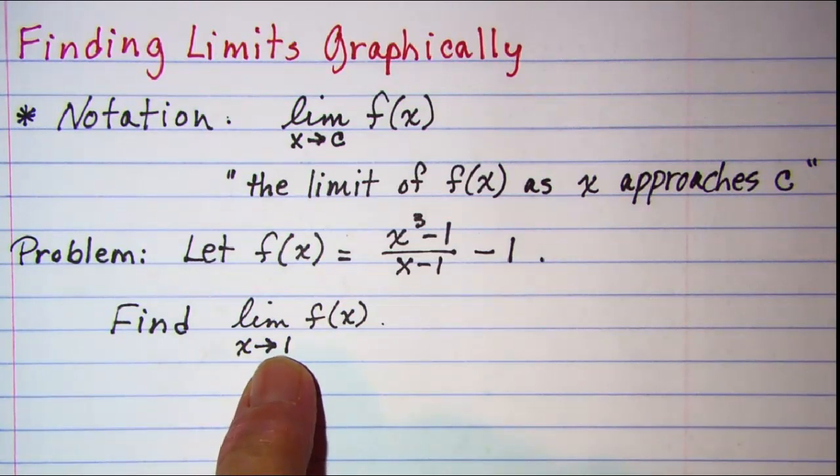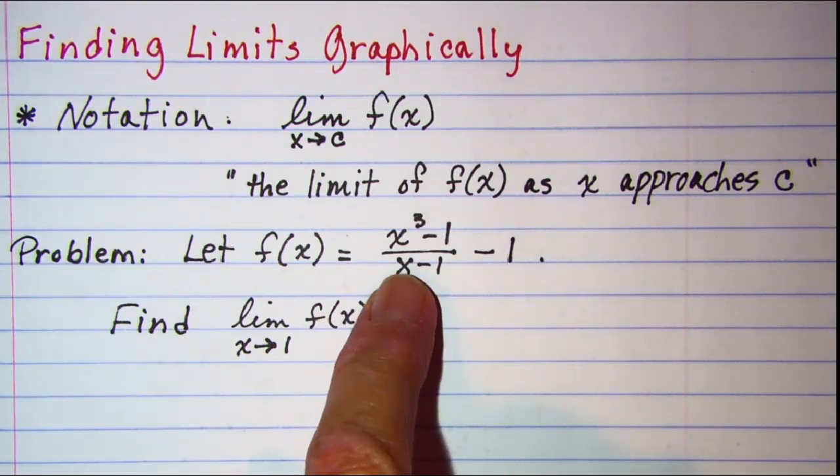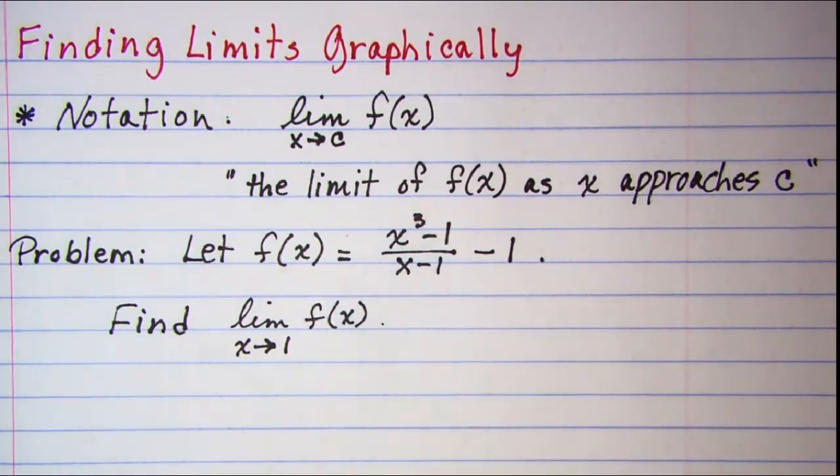Now if we tried direct substitution, we would see that we'd have division by 0, because if you put a 1 in here for x, you get 1 minus 1, which is 0 in the denominator. And we know that division by 0 is undefined. So we have to approach this problem differently. So let's find that limit graphically.